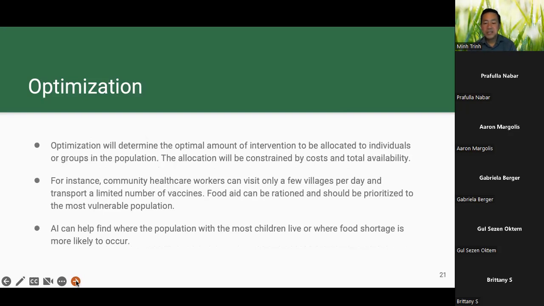Coordination is really about what the ingredients are: who are the people, who are the teams, what are the different needs we need to address. Optimization is to refine it and see what is the optimal amount of intervention you need to allocate to individuals or groups of the population. During COVID you might need vaccines, doctors, nurses, or testing, and optimization will tell you the amount that you need. For food, during a food crisis, also how much food you need to deliver. It has to be rationed, and it has to be calibrated to the most vulnerable population. Okay. Next slide, please.